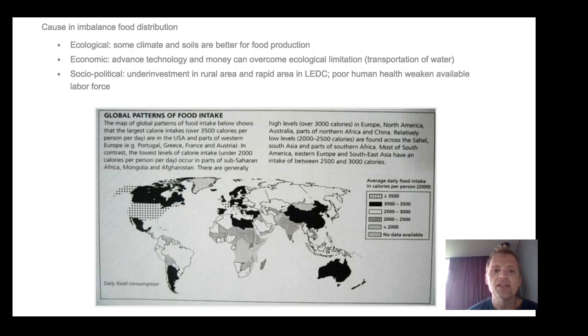So, global patterns of food intake. This just shows you how certain countries have climate zones or soils that are much better at producing food, and then you add economics to that, which adds even more possibilities, and then social and political underinvestment in rural areas in some countries means they're just not developed, so they can't get it.